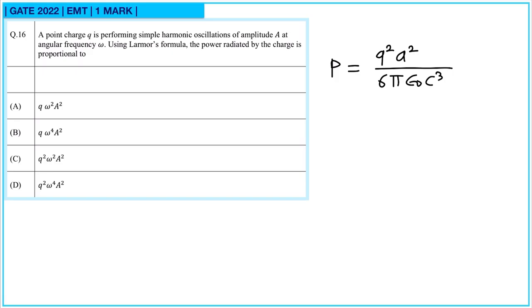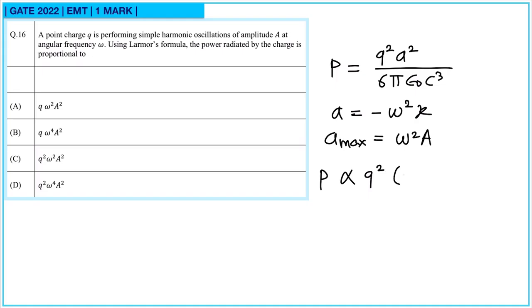And here it is given that it is performing simple harmonic motion. So acceleration a is equal to minus omega square into x. That means a max will be equal to omega square into A, capital A, which is the amplitude. So we can substitute it here. So P will be proportional to Q square. The denominator 6 pi epsilon naught c cube is constant. So in the numerator we have Q square into acceleration omega square A, squared. So this is proportional to Q square omega raised to 4 and amplitude raised to 2. So here option D is correct.